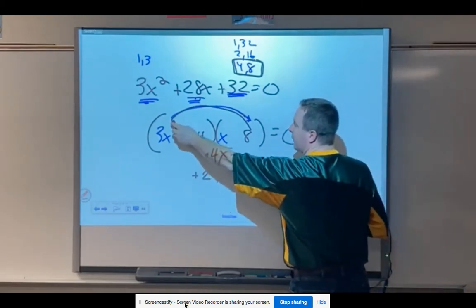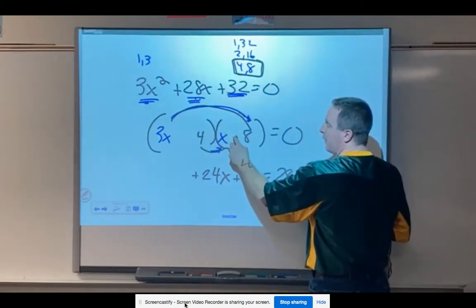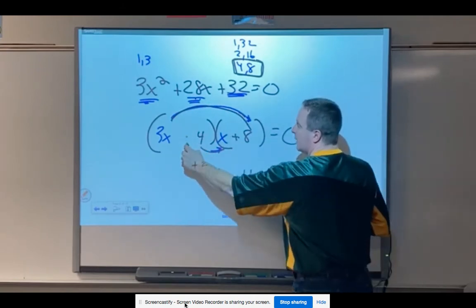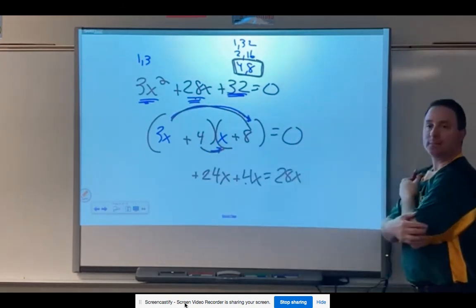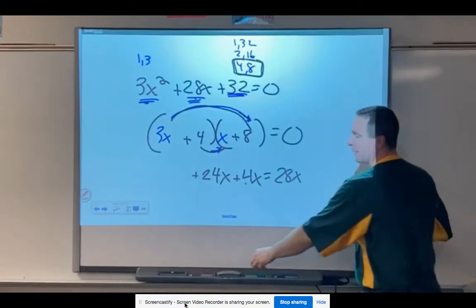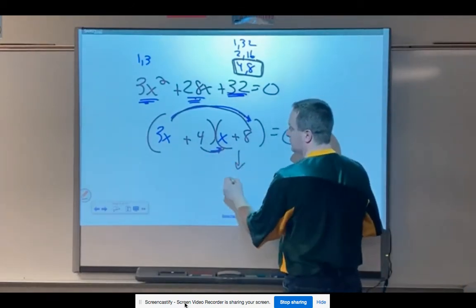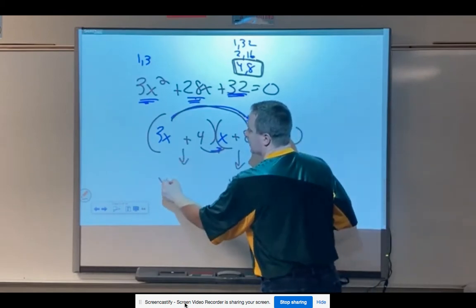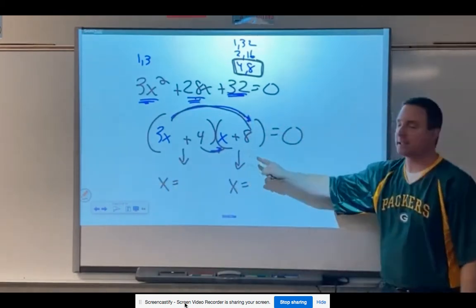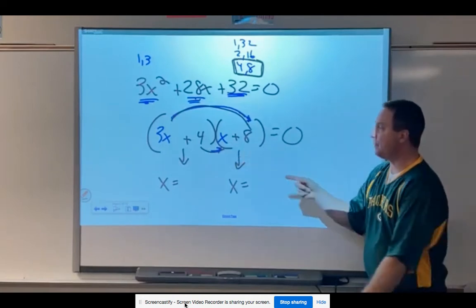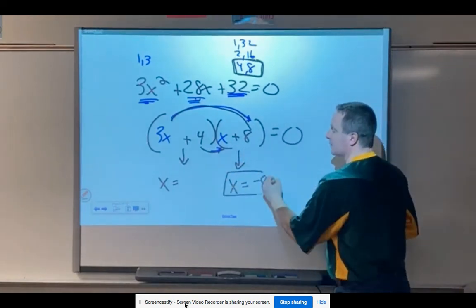Where did I get 24 from? 3 times 8 is 24, and that has to be positive. And the 4 has to be positive as well. Yep, so I got it factored. The hard part's over. Can we now use the little shortcut to find our two solutions? The one on the right here is the easy one. X plus 8, the opposite of that's going to be negative 8.